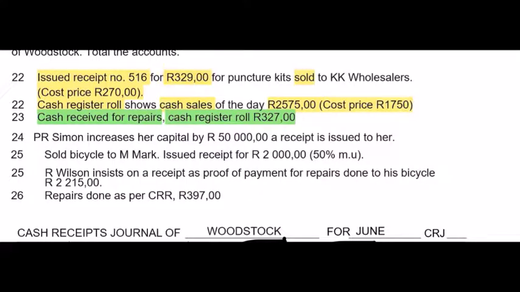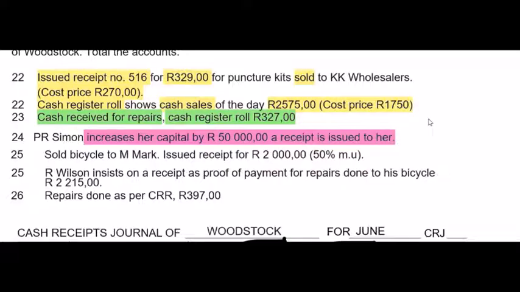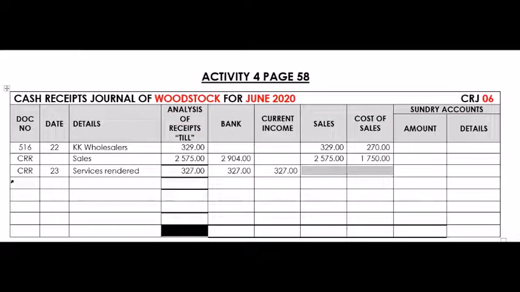The next transaction said PR Simon increases her capital by 50,000 Rand. Okay, so now we're receiving money, but it's not for a sale or for a service. It's a capital contribution from the owner, and we issue a receipt to her. In the CRJ, it will look like this. A receipt will be receipt number 517, because the previous receipt we issued was 516.